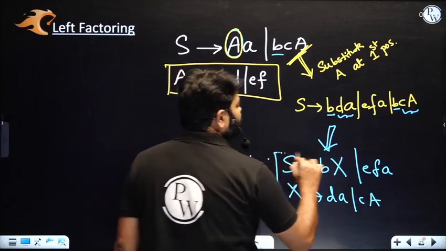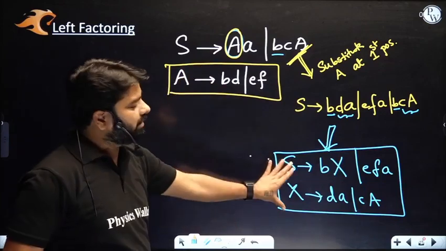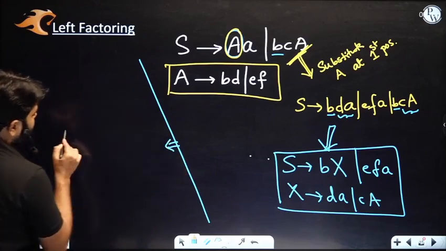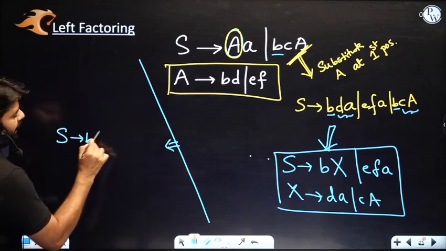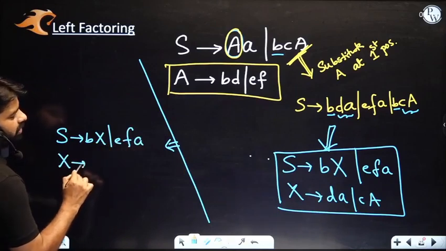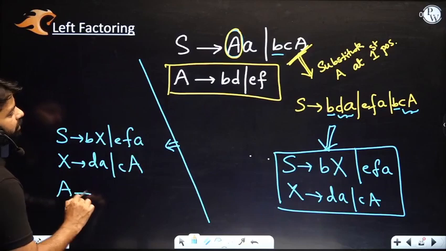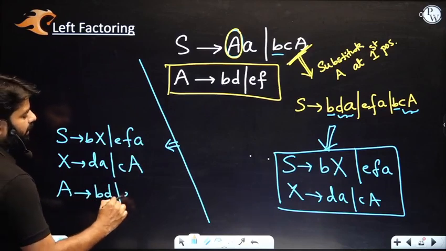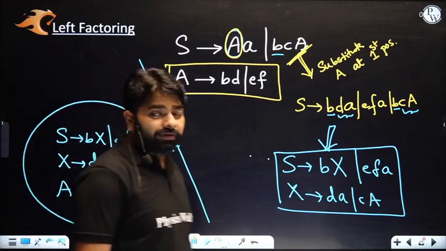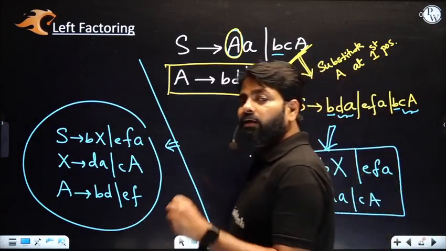Now this is going to be a new set of productions, and you have this one and this one. Final answer, what do you write? S derives BX or EFA, and X productions are DA or CA, and capital A productions are BD or EF. So this will be the final answer. Very simple when you know how to substitute and how to eliminate the common prefixes.